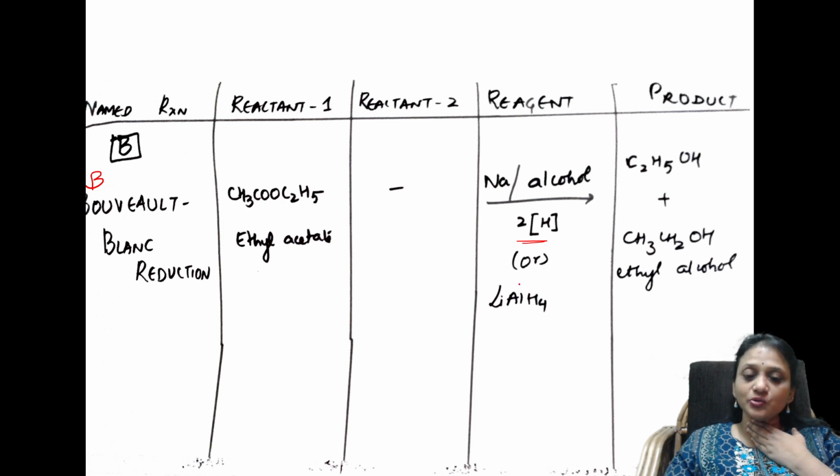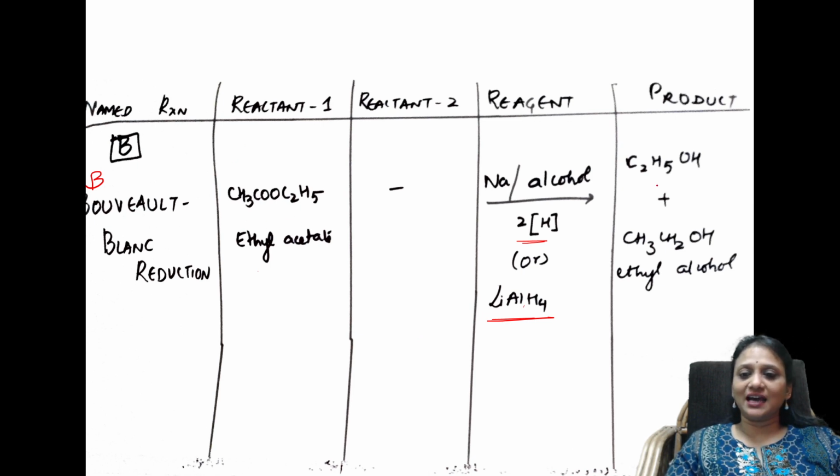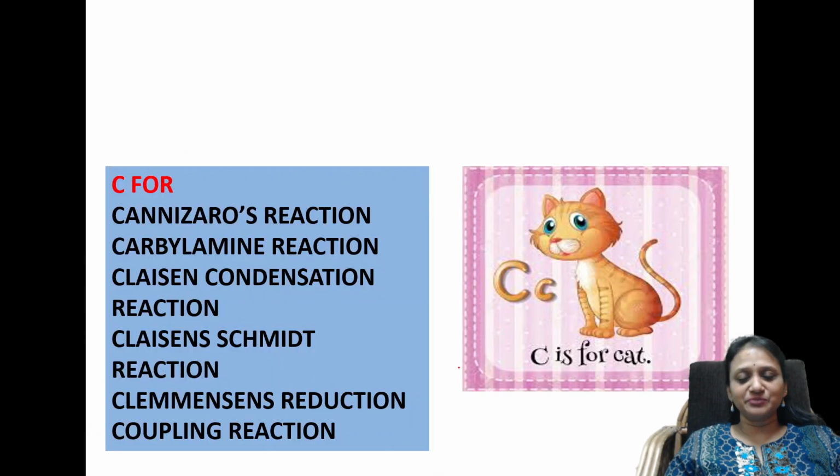You can also use a reducing agent like lithium aluminium hydride, where there's a cleavage of the bond and you're going to get one alcohol and one, basically the same. Both the alcohols are going to be prepared from this. That is the reduction, addition of two hydrogens on both the sides. Isn't it easy, students? Yes. Then C comes for C for cat, as we have studied.